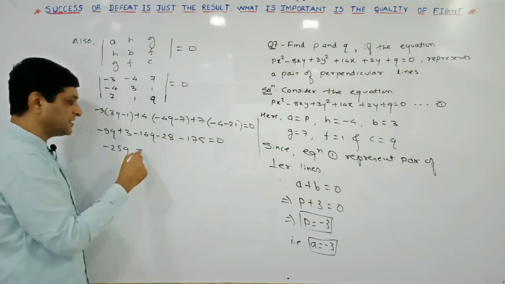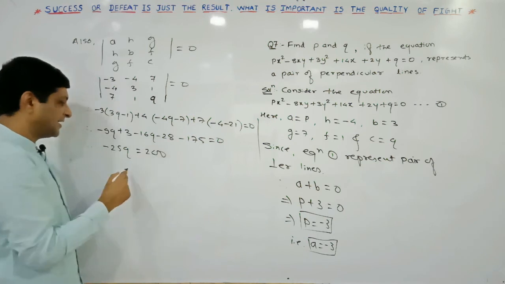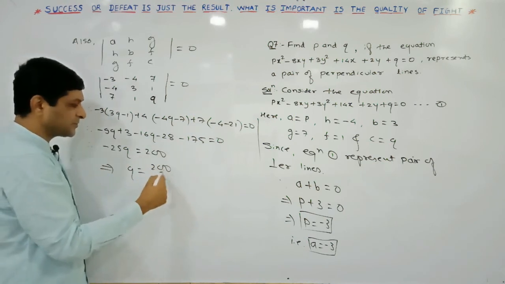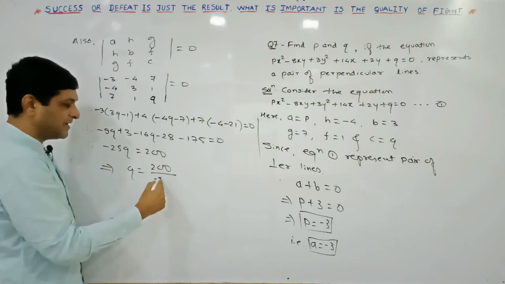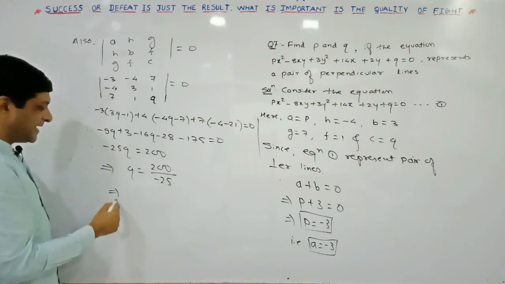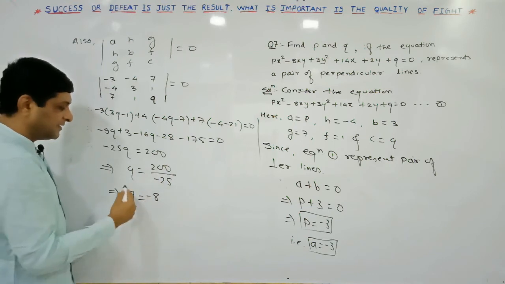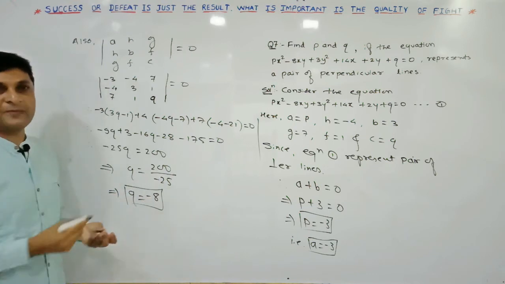Minus 200 on this side will become plus 200. So this implies that q is equal to 200, keep this as it is, divided by minus 25, which implies that q is equal to, what division are we getting here, minus 8. In this way we have got our second required value q.